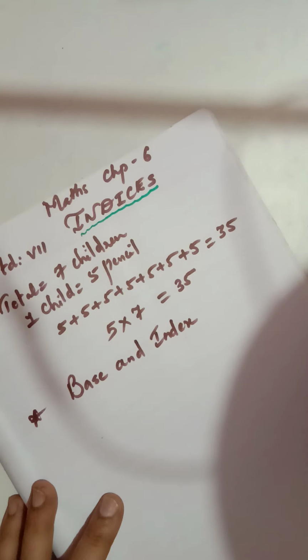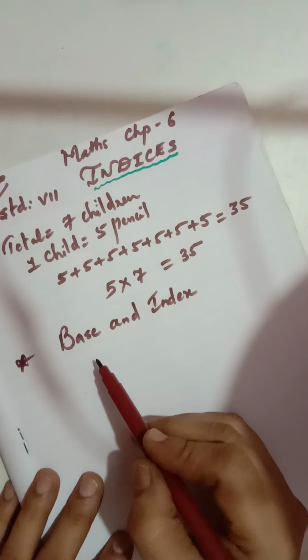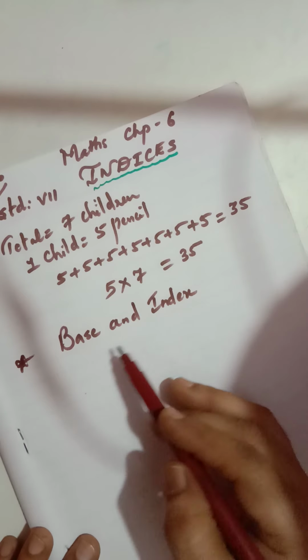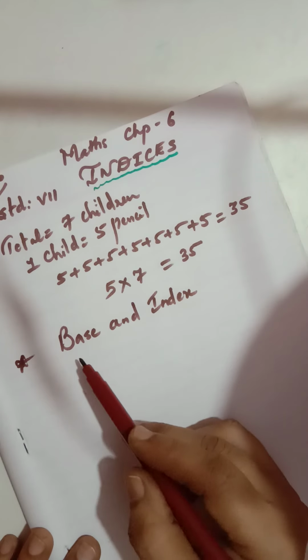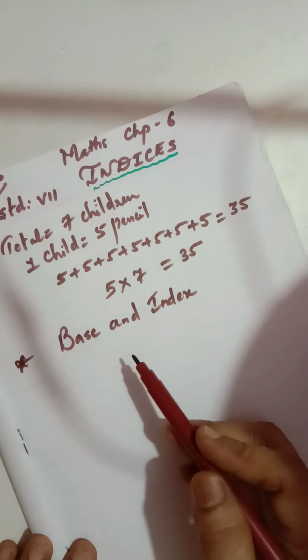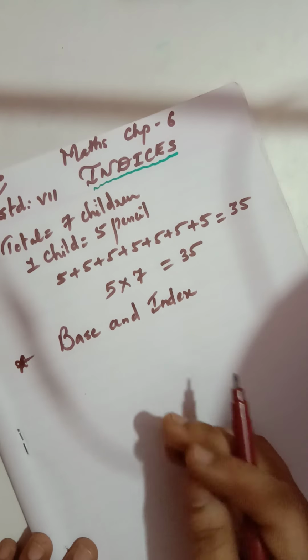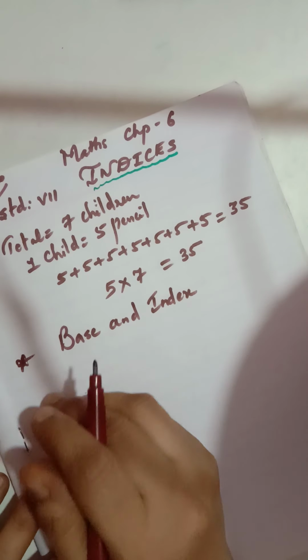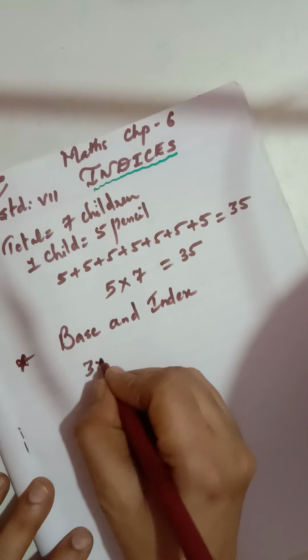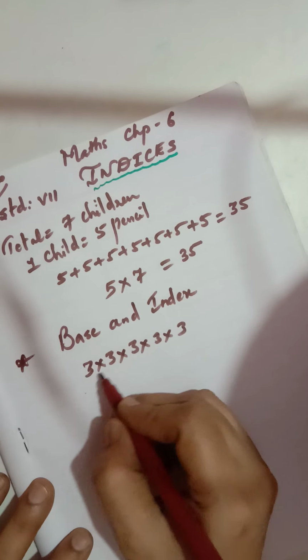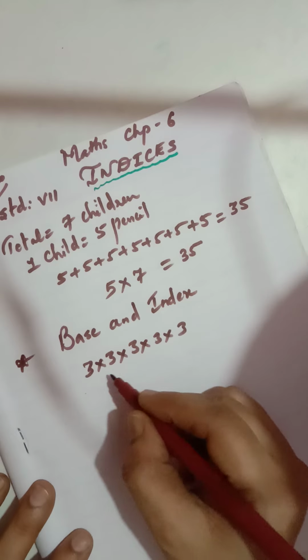Now let us start with the main topic. Children, what is the main topic? Base and index, the main subtopic of this chapter. Now here see children, we can show multiplication of a number. If I am writing a multiplication of the same number, say for example 3 into 3 into 3 into 3 into 3, that is 1, 2, 3, 4, 5. I have written 3 into 3 into 3 into 3 into 3.